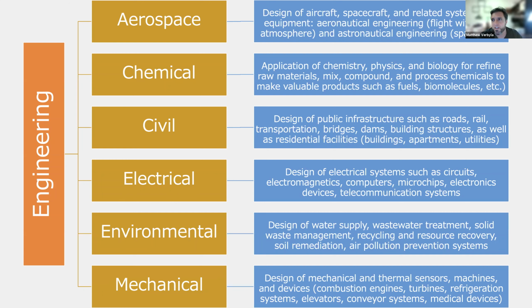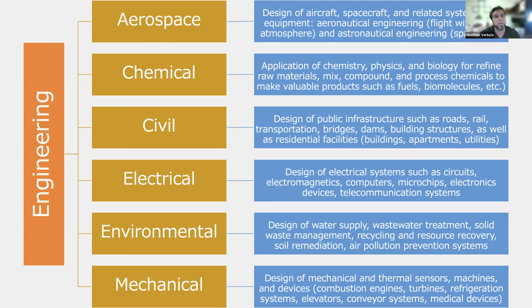So let's start with the different engineering disciplines. What do engineers do? In short, the answer to that question is that engineers solve problems, right? What types of problems we solve really depends on what discipline of an engineer you're talking about. So aerospace engineers design aircraft, spacecraft related systems and the associated equipment. Aeronautical is one branch of aerospace engineering, which refers to the design of systems that are flying within the atmosphere. And then astronautical engineering refers to the design of systems that fly outside of the atmosphere.